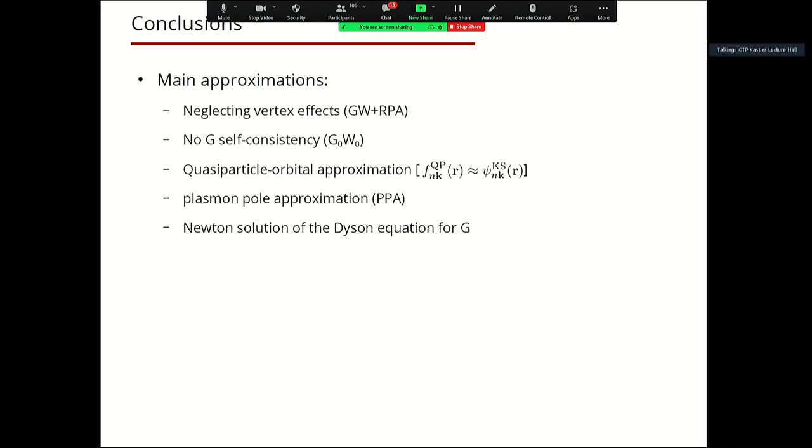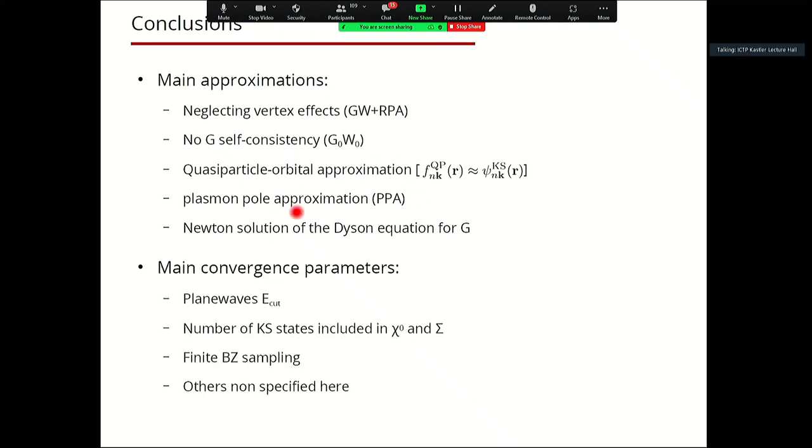Thus, to conclude, the main approximations are that we are neglecting vertex effects, and this brought us to the GW plus RPA. We are neglecting also the self-consistent solution of G, and this brings us to the G0W0. Then we are approximating the quasi-particle orbitals with the Kohn-Sham orbitals. We have employed the plasmon pole approximation, and we solved the quasi-particle equation with the Newton method. These are the main approximations in a practical G0W0 scheme.